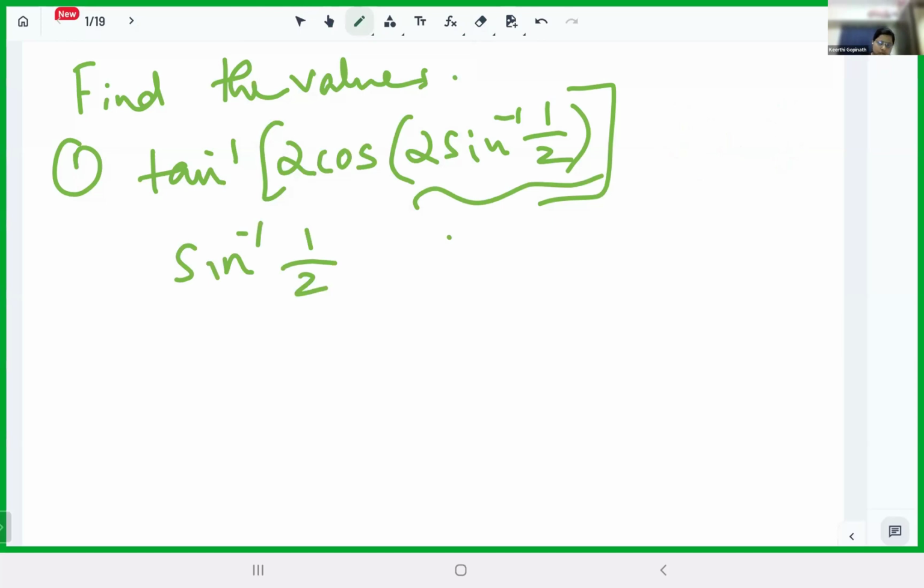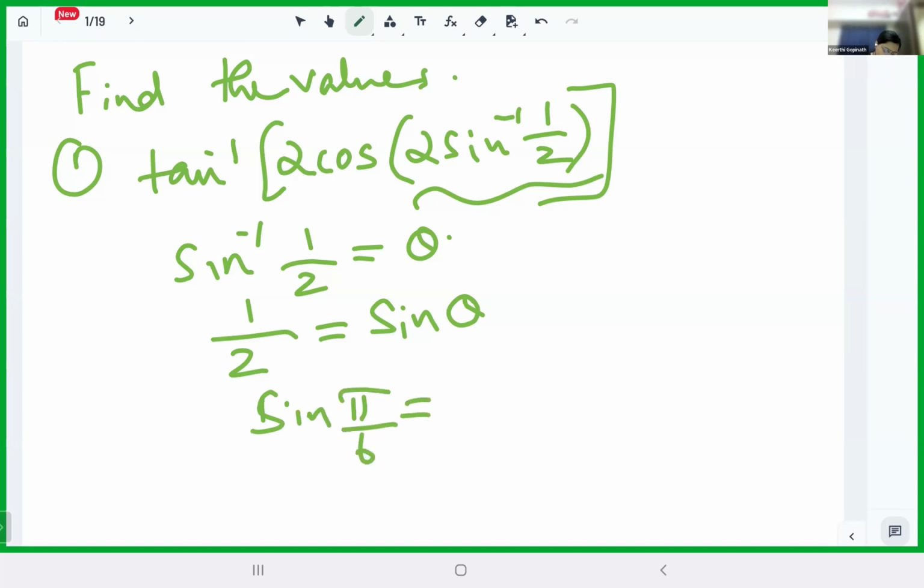Yesterday we studied problems related to this, right? So let sine inverse of 1 by 2 be theta. So we can write this as 1 by 2 is equal to sine theta, right? So we can say that it is nothing but pi by 6. Sine pi by 6 is equal to 1 by 2. So theta is equal to pi by 6.